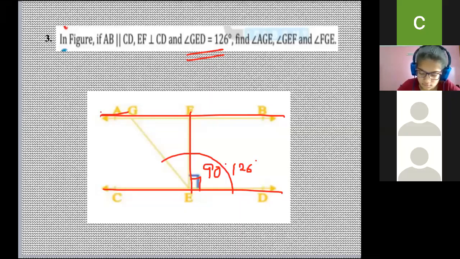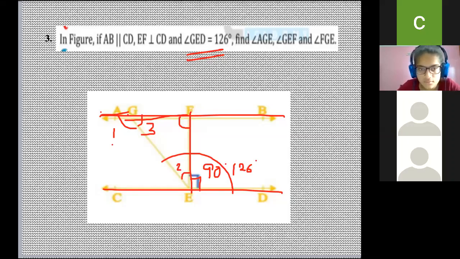Where is angle AGE? Let me consider angle AGE as 1. Then angle GEF, let me consider it as 2. Then angle FGE, let me consider it as 3. Got it, children? Now, we need to find the value of angle 1, angle 2 and angle 3. So, anyone please tell me how to find angle 2.